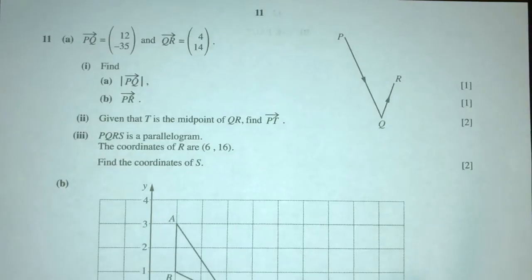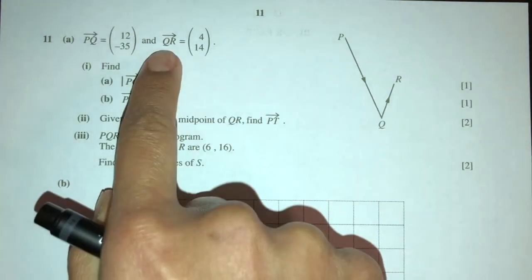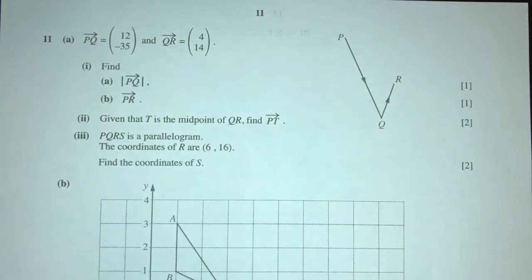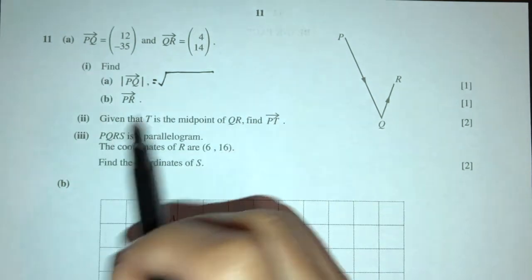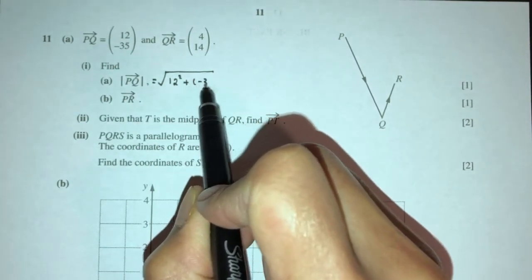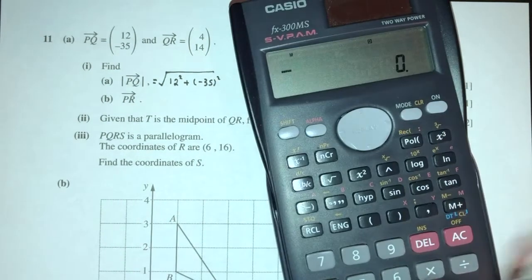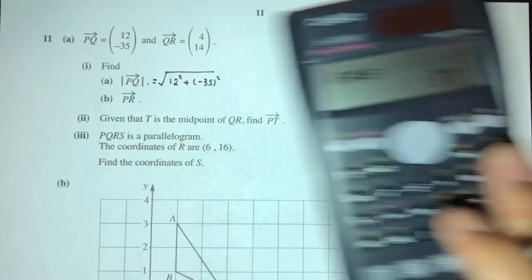Okay, now let's move on to question number 11. So here we have PQ equal to this, P going to Q, QR is equal to (4, 14). First question is to find the length of PQ. Pretty easy. First we have to find the magnitude, the square root of these two values. That would be 12 squared plus (-35) squared. So 12 squared plus 35 squared, square root, that will be 37.